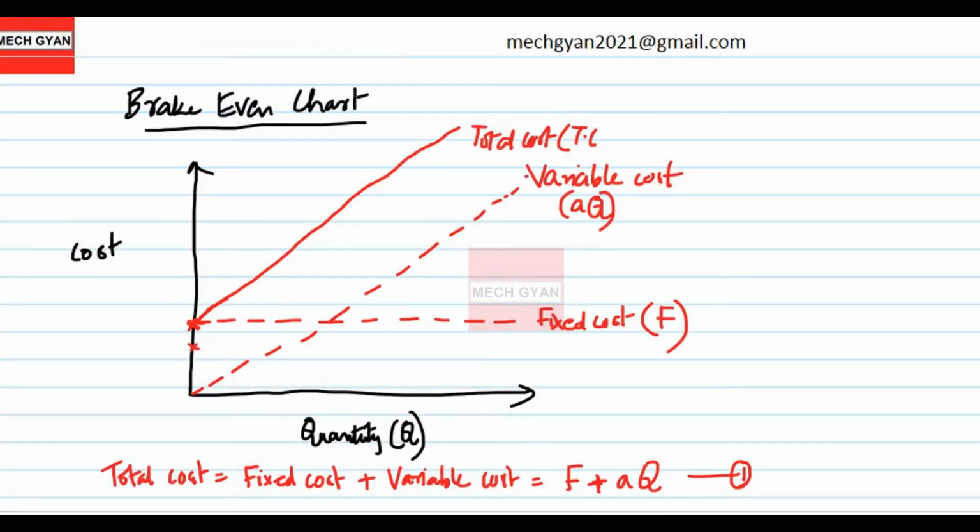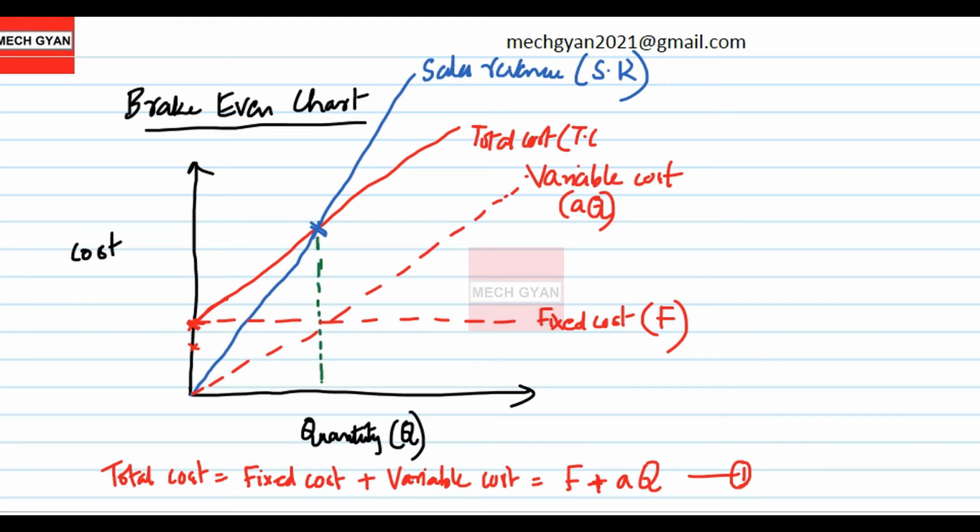Now let's draw the sales revenue curve on this plot. The sales revenue curve, or total revenue curve, will look like this. So this is sales revenue. The point where the sales revenue curve and the total cost curve intersect, this point is called the break-even point. So if we drop a line here, the quantity corresponding to that will be the break-even quantity Q star, or the cost corresponding to that will be the break-even cost.